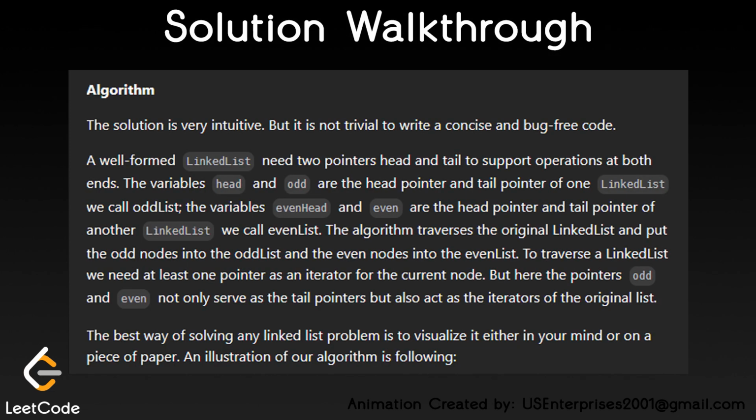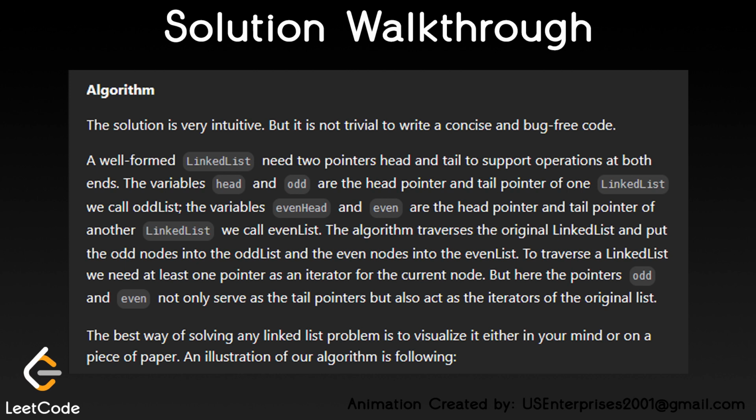Solution algorithm. The solution is very intuitive, but it is not trivial to write concise and bug-free code. A well-formed linked list needs 2 pointers, head and tail, to support operations at both ends. The variables head and odd are the head pointer and tail pointer of one linked list we call the odd list. The variables even head and even are the head pointer and tail pointer of another linked list we call the even list. The algorithm traverses the original linked list and puts the odd nodes into the odd list and the even nodes into the even list.